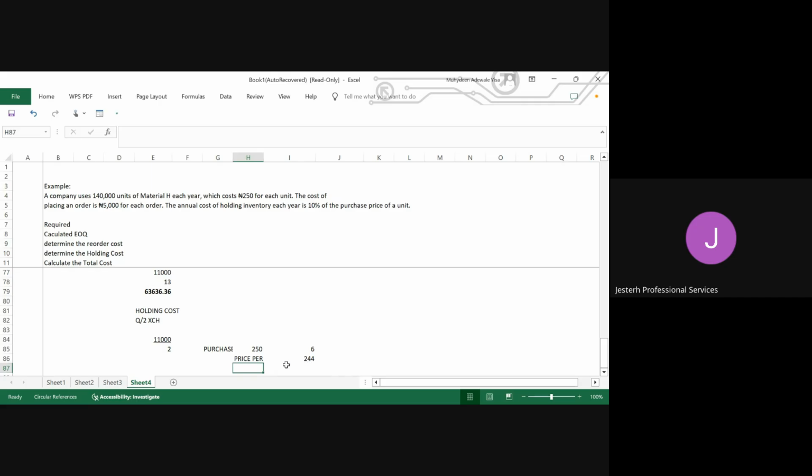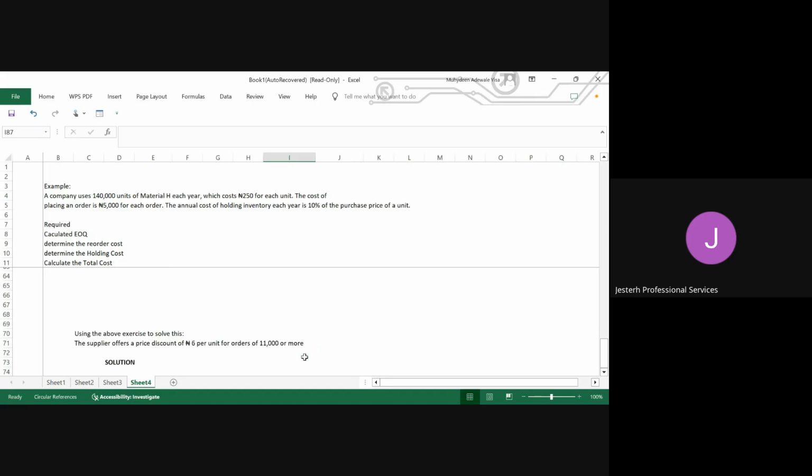Now, how are we going to get our holding cost per unit? Very simple. Remember, the holding cost per unit is 10% of purchase price. Now, we just do this price per unit, since we have already removed our discount from it, multiplied by 10%. It means the holding cost per unit now is going to be 24 naira 40 kobo.